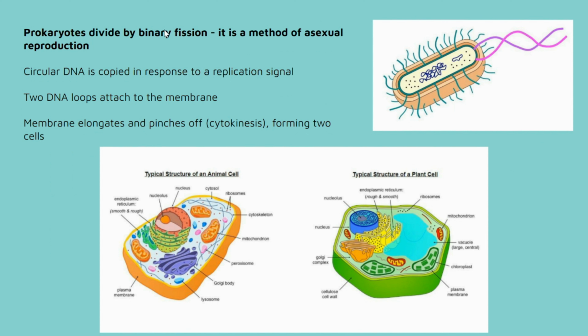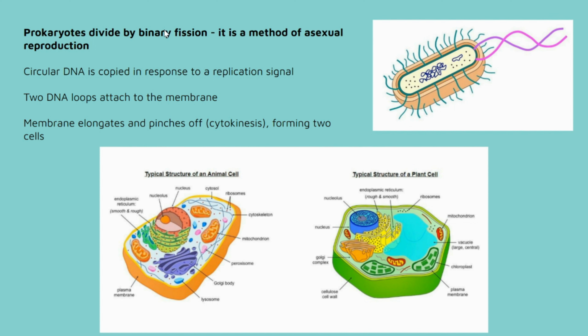Prokaryotes divide by binary fission, which is a method of asexual reproduction. The entire method is that the circular DNA is first copied in response to a replication signal. Because you are going to form two cells from one cell, you need to ensure that you have double the DNA material and double of everything else so that you can divide equally. So you'll have to replicate the DNA.